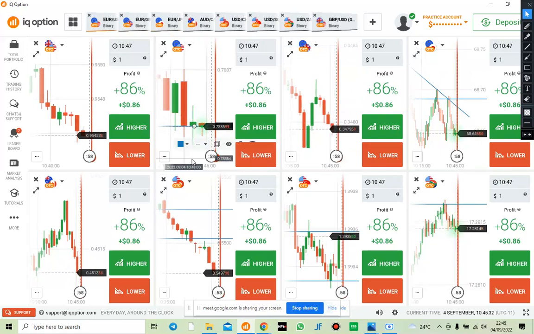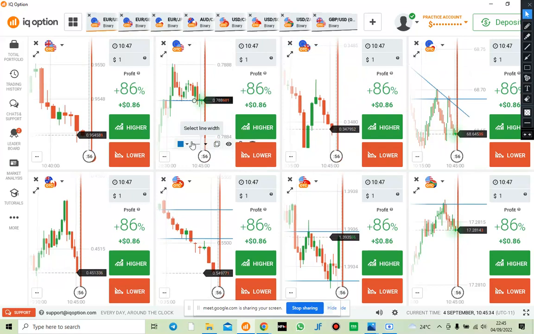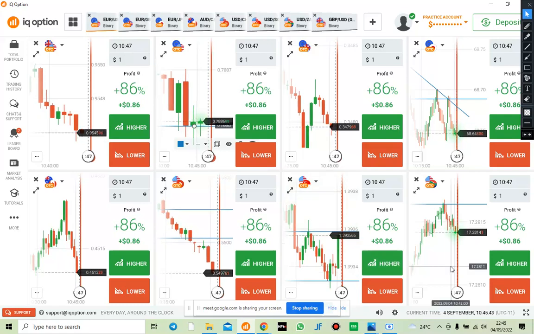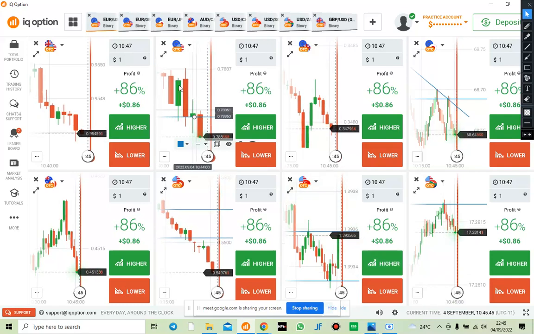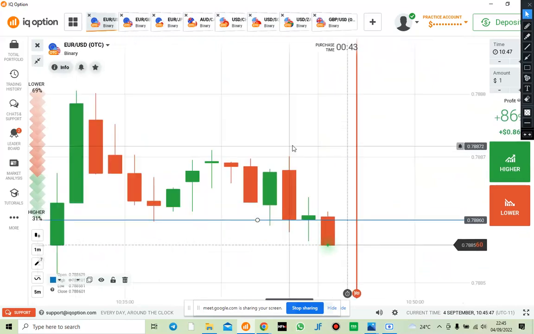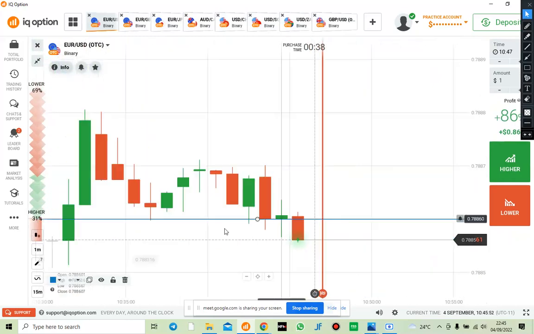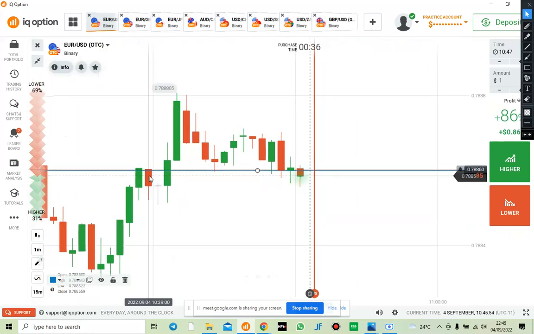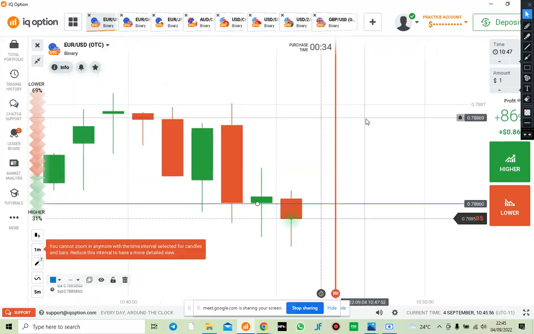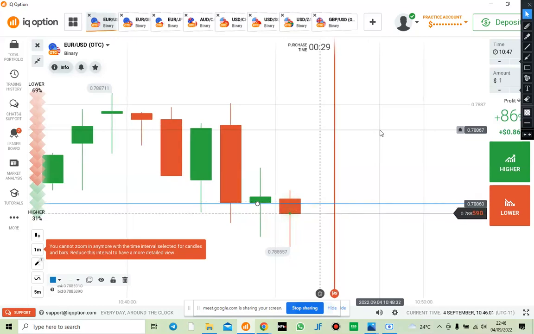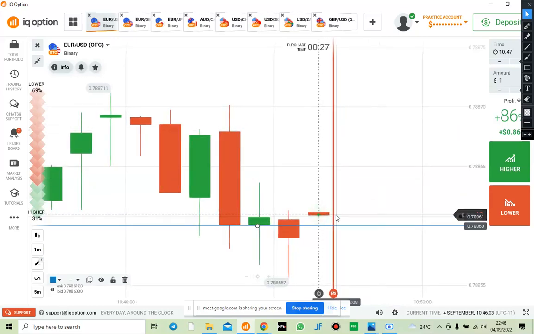Okay, let's assume this is another level. The candle breaks that level, so it should go up. But let's see. Because already we have a reversal sign here, a gap.